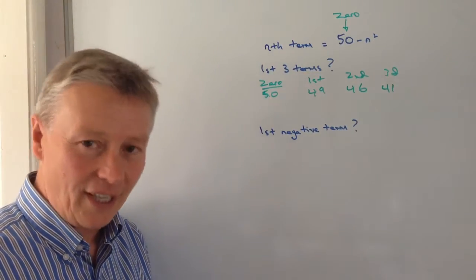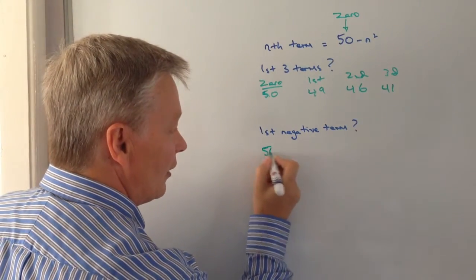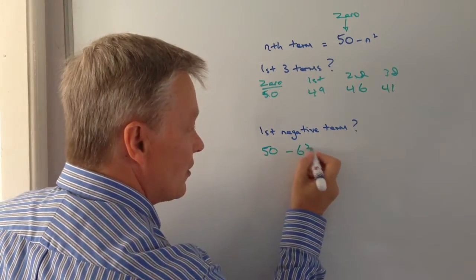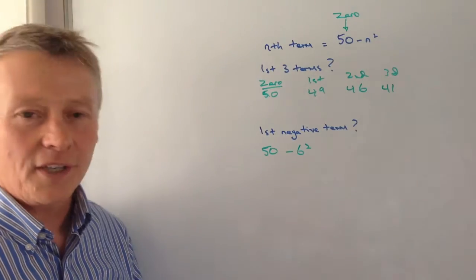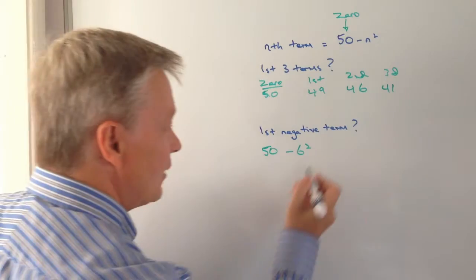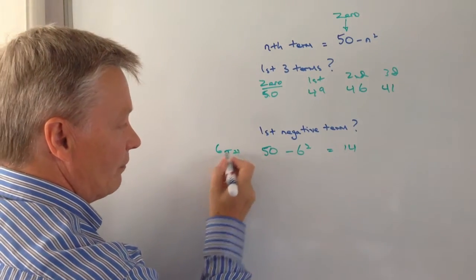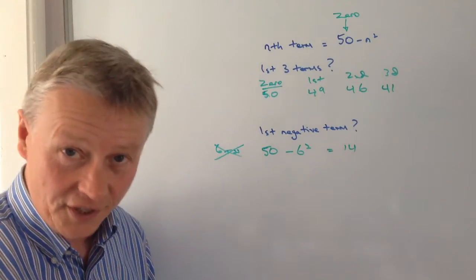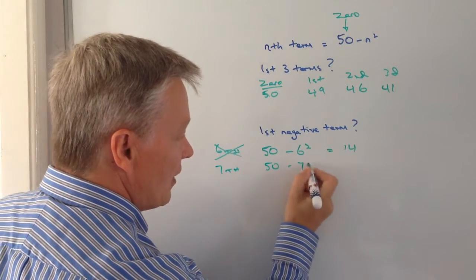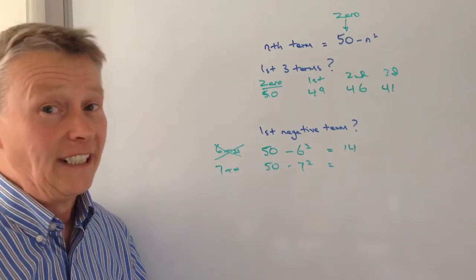The better way of doing it, perhaps, is to figure out that what you're doing here is saying that 50 minus, let's say, the sixth term would be 6 squared. So 6 squared is 36. Well, 50 minus 36 is equal to 14. So it's not the sixth term. Okay, so if we try the seventh term, that's going to be 50 minus 7 squared. Well, 7 squared is 49. 50 minus 49 is 1.